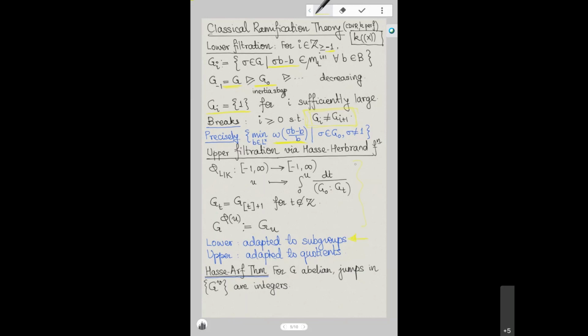The main thing we need to remember is that you're using real number values here. The lower filtration is indexed by integers, and here you're using real number values. There is a famous theorem of Hasse and Arf that says that for abelian groups G, jumps in this upper filtration are all integers, which is pretty cool.